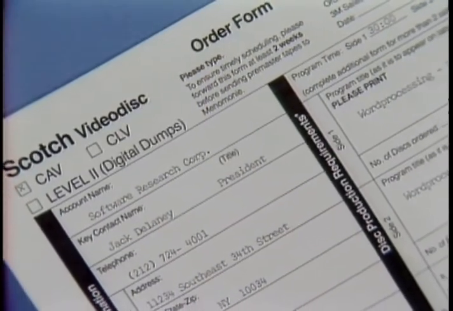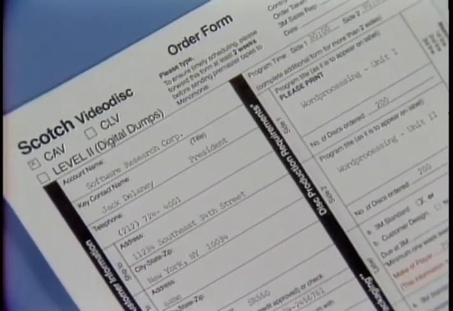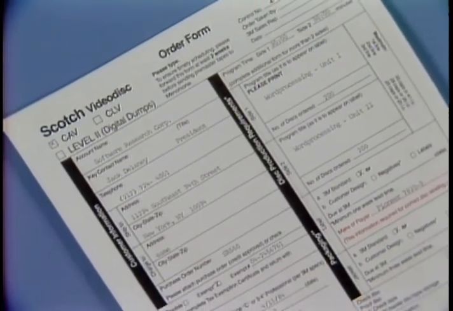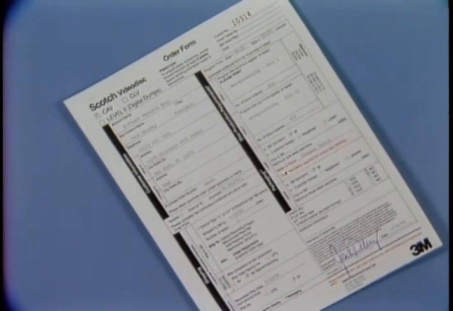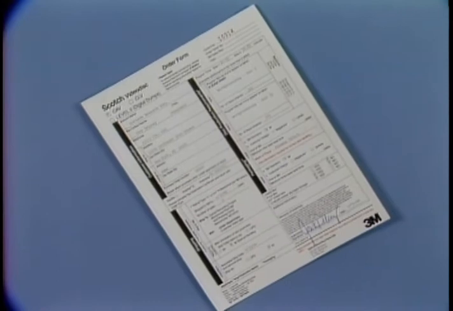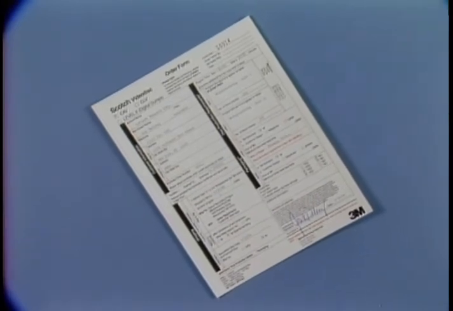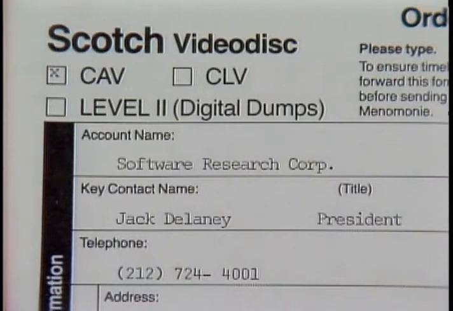To avoid problems when ordering discs, completely fill out and send in a Scotch video disc order form at least 2 weeks before forwarding pre-master tapes. This form must be sent to 3M St. Paul in care of the address on the form. Make sure to type or print in all information. Will your disc be formatted CAV or CLV? Are digital dumps to be included for a level 2 disc? Fill in your account name and the name of the key person to contact if we have any questions. What is their title? Enter their telephone number.